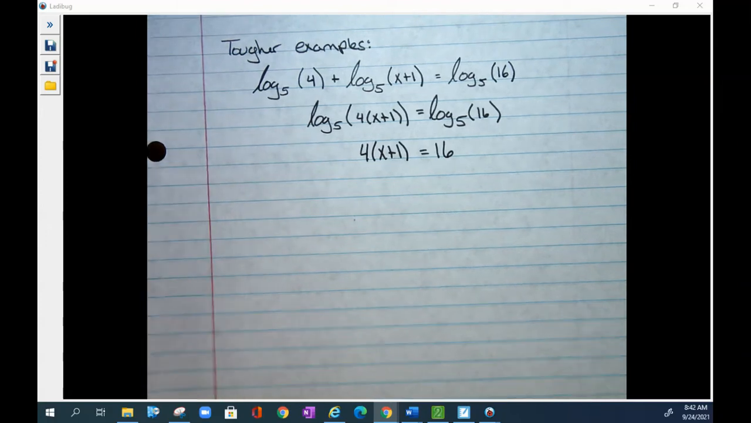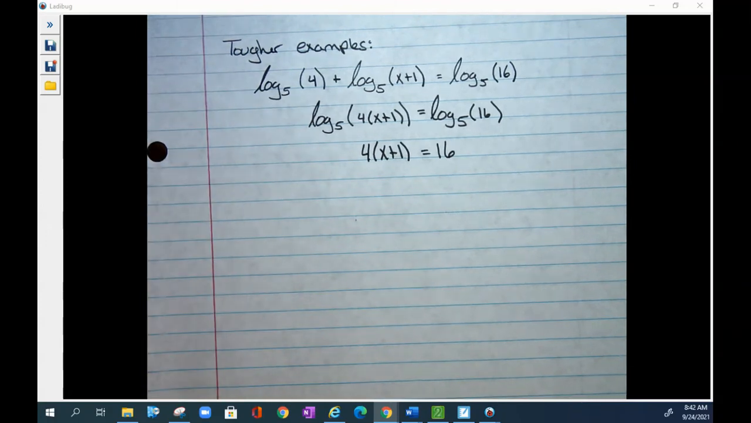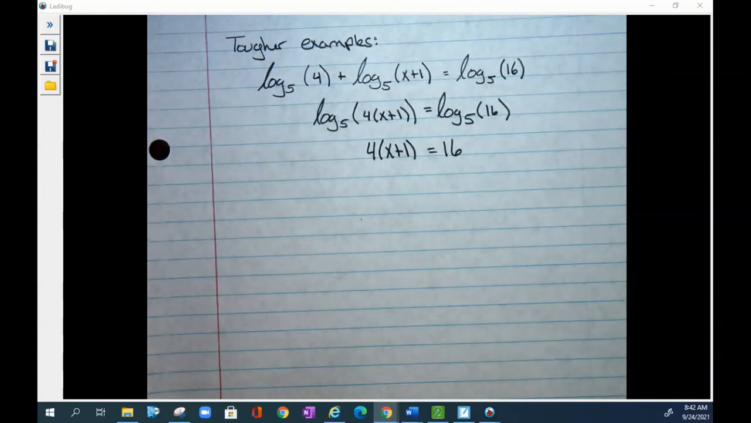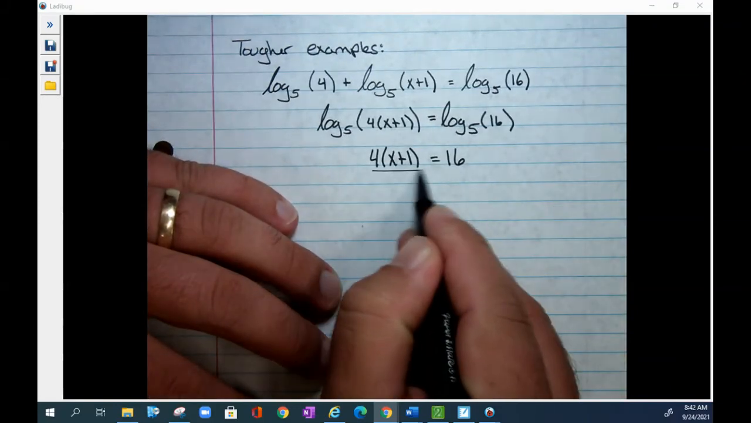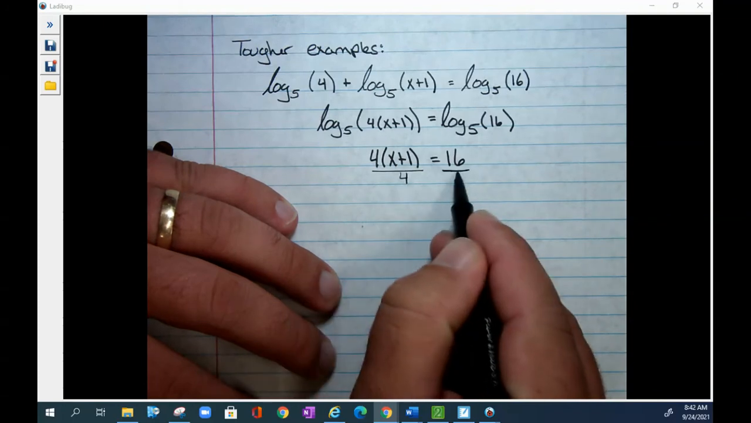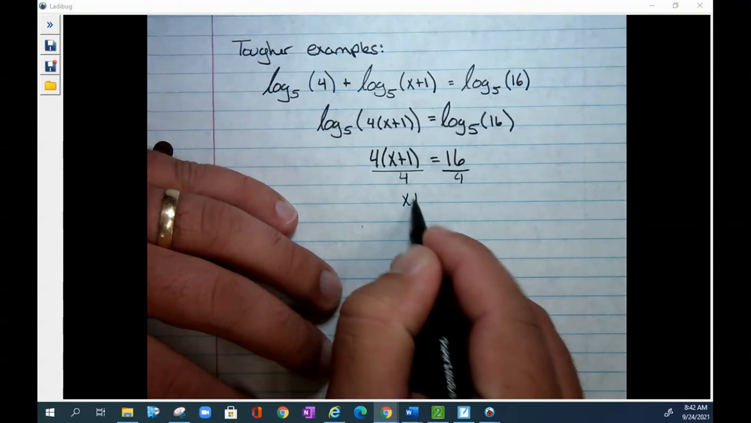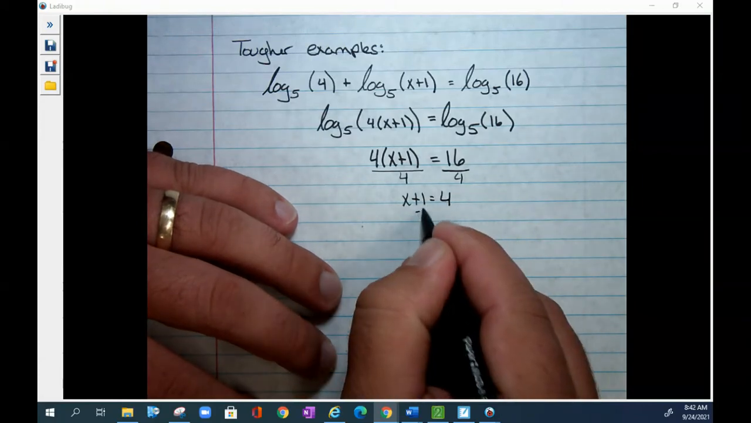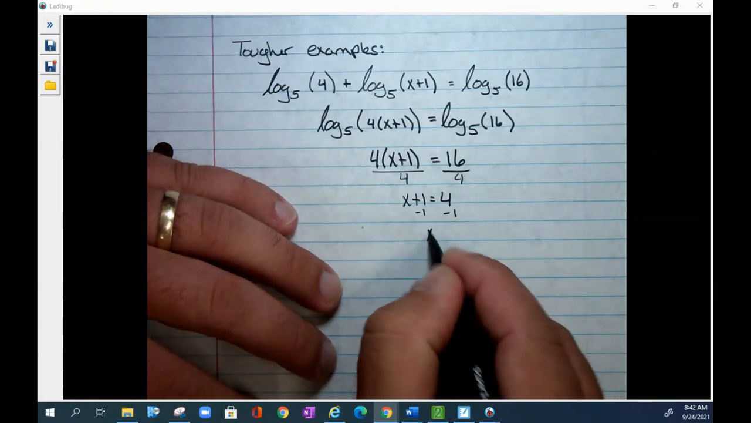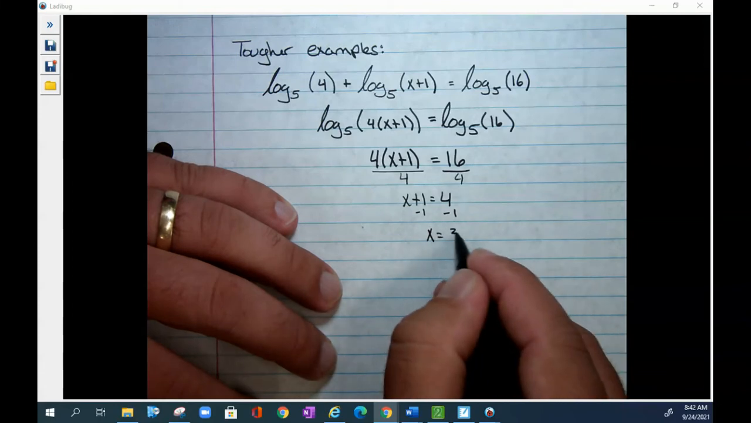Now, if you want to distribute the 4, you can. You actually don't need to, as long as you're paying attention to what you're doing. If you were a big build and unbuild fan, then this is the perfect time to do that. I'm going to stick with balancing right now, so I'm just going to divide both sides by 4. So I've got x plus 1 equals 4. Subtract 1 from both sides, and I get that x equals 3.